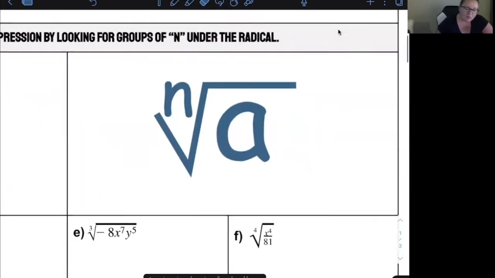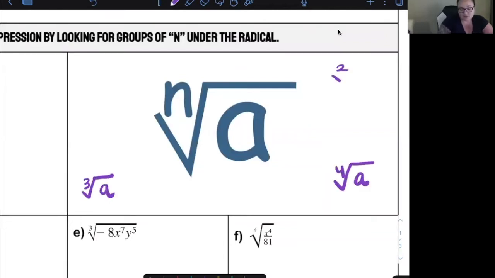So on your paper, if you're not doing this on the printed PDF, then make sure that you have this written down somewhere. We need to talk about the nth root of A. So far what we've dealt with in our radicals is square roots. Well, today, and throughout this unit, you're going to see the third root of a number, the fourth root of a number.